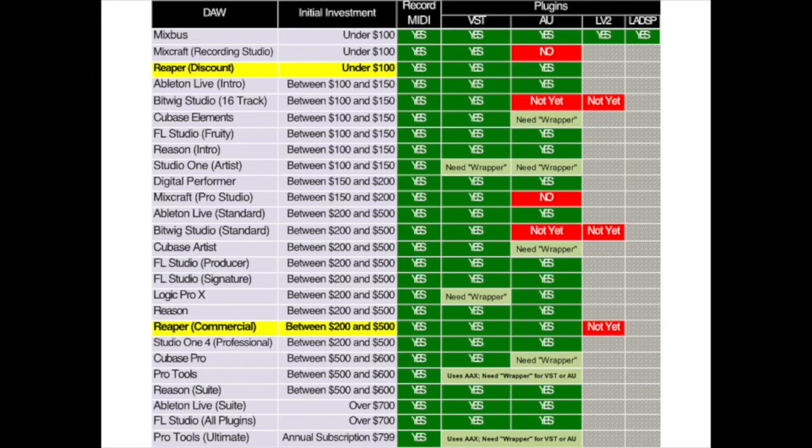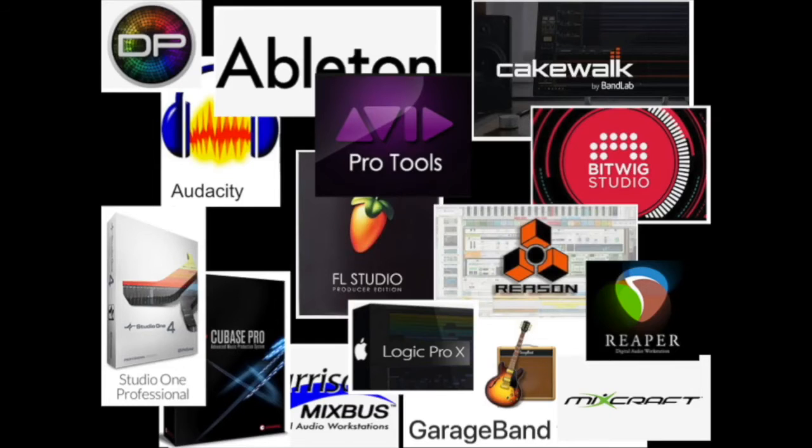And this license would cover version 8 and the eventual version 9. So, as you can see, there's a number of different approaches being used to market DAWs.